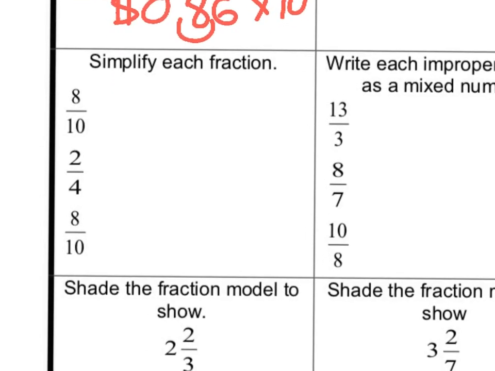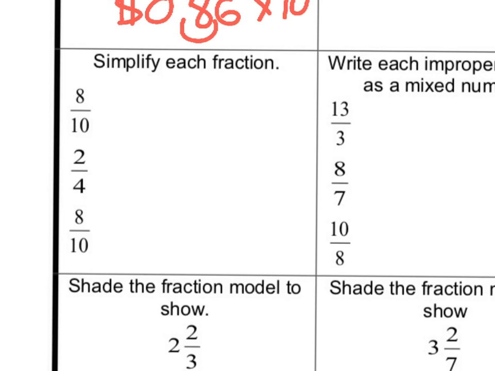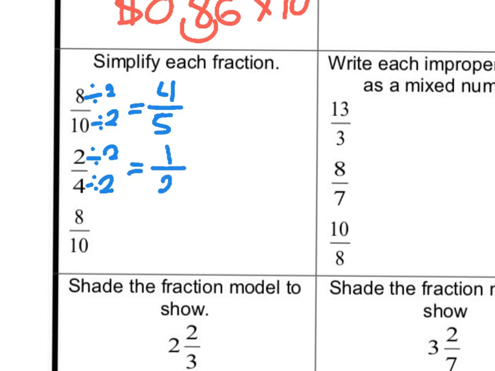For the next one, it says simplify each fraction. The word simplify means to make it more simple. So for example, you can divide both 8 and 10 by the number 2 because they're both divisible by 2, and 8 divided by 2 is 4, and 10 divided by 2 is 5. So 8/10 is the same thing. It's equivalent to 4/5. For the second one, we can divide both by 2 again, and that's 2 divided by 2, which is 1, and 4 divided by 2 is 2. So 2/4 and 1/2 are the same thing. And the last one is, of course, the same thing as the top, so it'll be just 4/5.